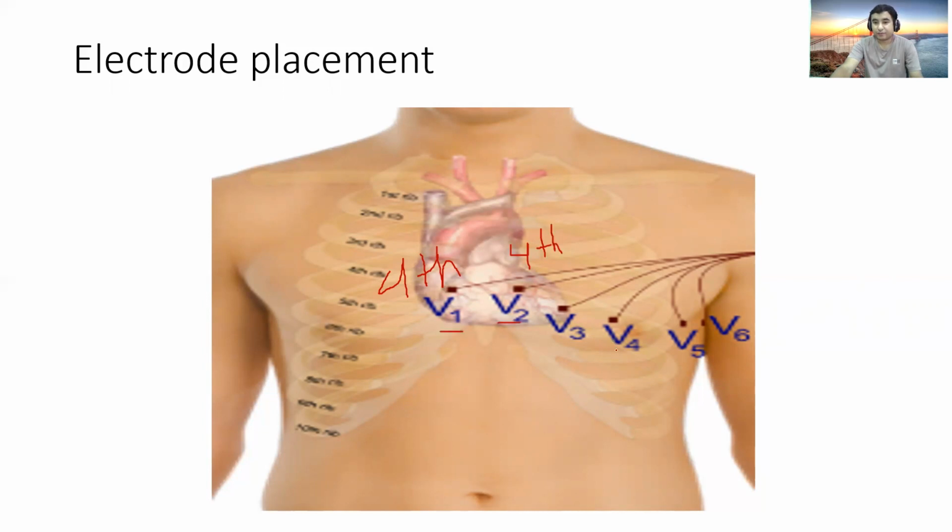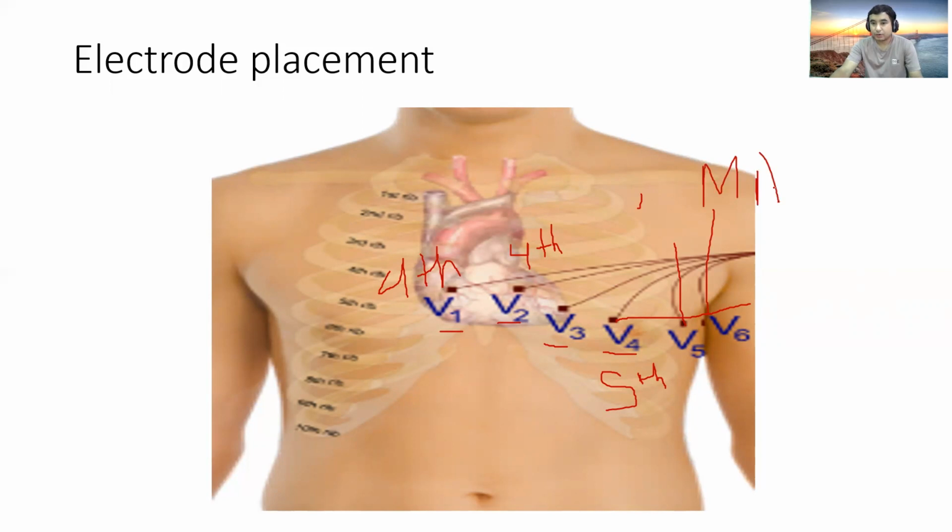And V4 at the mitral area, in the fifth intercostal space. So after keeping V4, we can keep V3 in between V2 and V4. And V5 and V6 will be in the line of V4: V5 at the level of the fifth intercostal space in the anterior axillary line, and V6 in the mid axillary line.